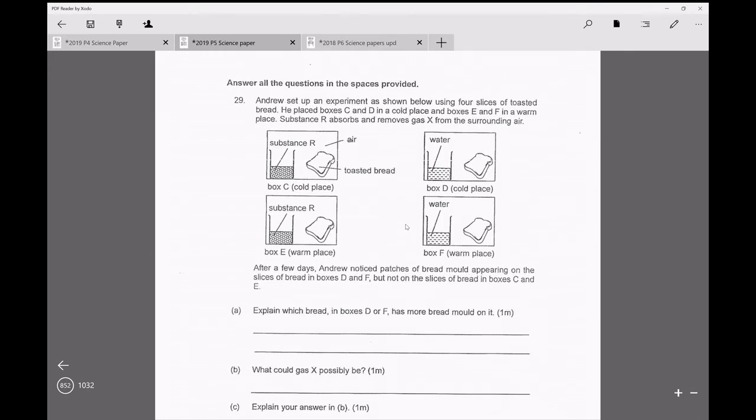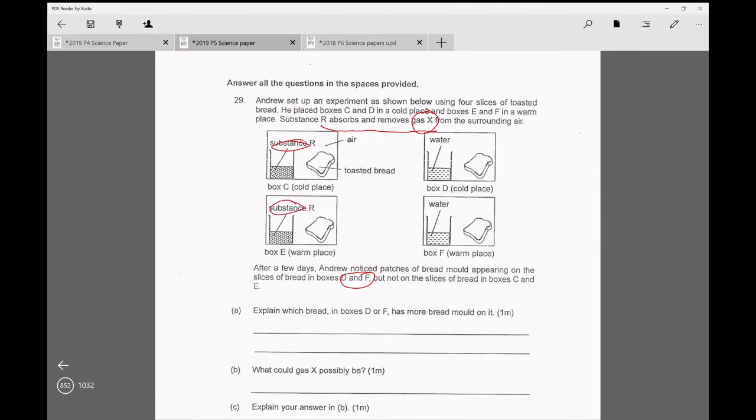So let's look at question 29. Question 29 tells you that this substance R, which is only available in C and E, absorbs and removes gas X. So you do not know what is gas X. It can be nitrogen, carbon dioxide, oxygen, we don't know. But they give you another clue. They tell you that the mould only grows on D and F. So what do D and F have that C and E don't have, causing C and E to have no mould growth? It is this substance R. So substance R must have definitely done something to the mould.